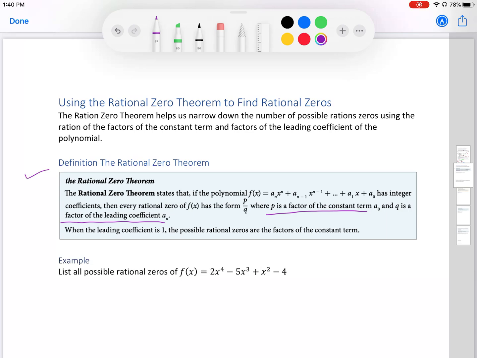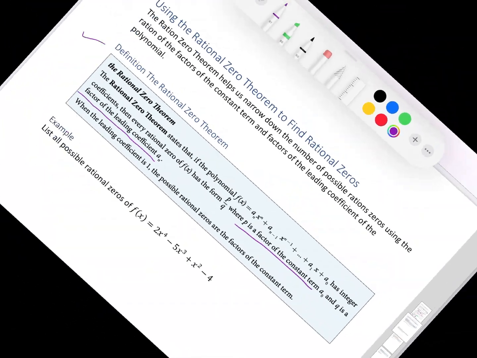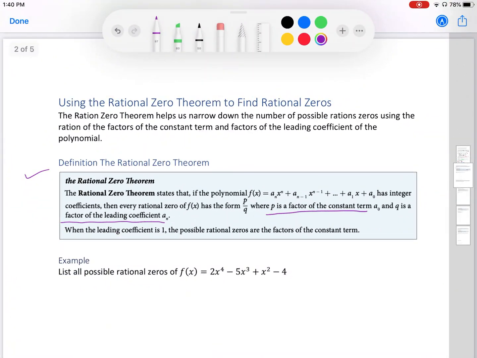So this is saying we need to make a fraction. This fraction is made up by the factors of the last number, this is your p, divided by the factors of your first number, that's your q. So I want factors of p divided by factors of q.